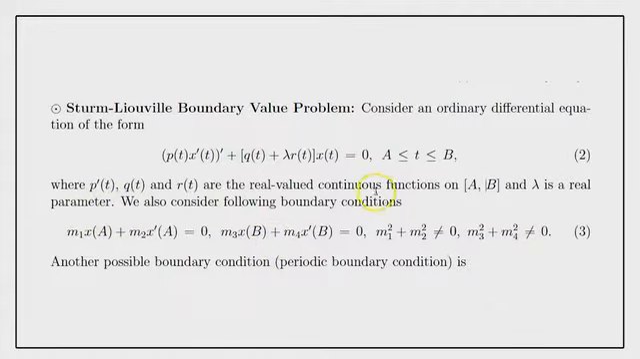If we further consider the boundary conditions in this particular format, that is m1 x(a) plus m2 x dot(a) equal to 0 and m3 x(b) plus m4 x dot(b) equal to 0, such that m1 and m2 are not simultaneously equal to 0. Similarly, m3 and m4 are not simultaneously equal to 0. This can be written mathematically as m1 square plus m2 square not equal to 0 and m3 square plus m4 square not equal to 0.